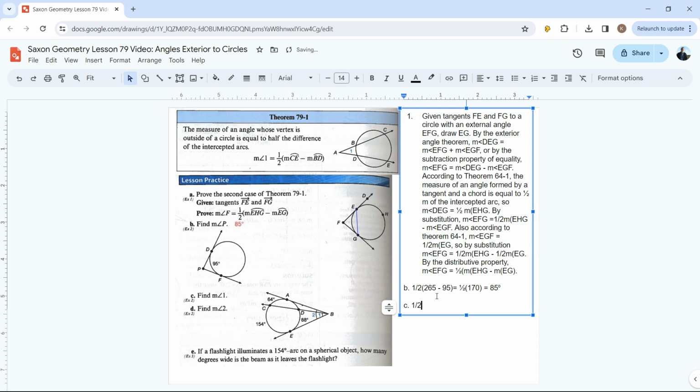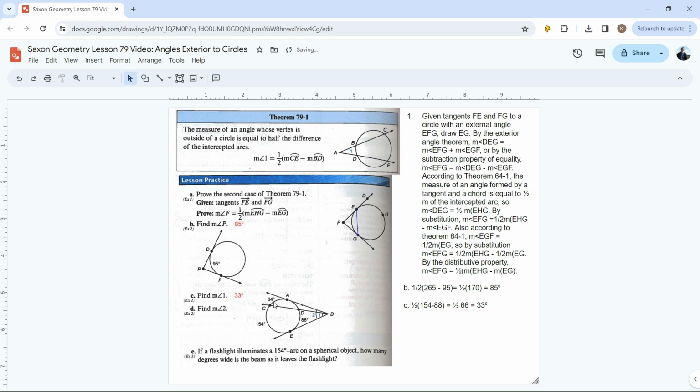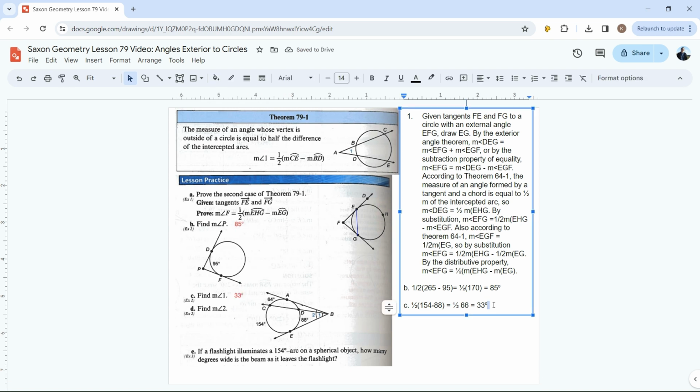It's going to be 1/2 one of the intercepted arcs, the bigger one, 154, minus the smaller intercepted arc, 88. Let's see, 154 minus 8 brings me down to 146. 146 minus 80 is 66. So it's going to be 1/2 of 66 degrees, if I did my math right, which is 33 degrees. So angle 1 should be 33 degrees. Let's see if we got that right. Yes, there we go. And then on to letter D.